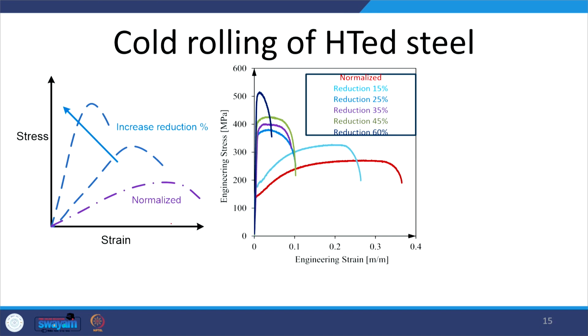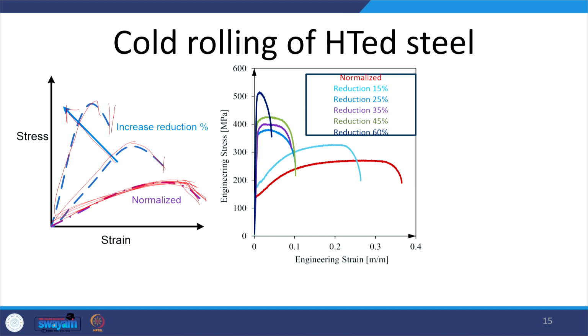Say this is engineering stress strain diagram of a metal in normalized conditions, say steel in normalized conditions offers the lower strength and the greater elongation or the ductility. But when the metal is subjected to the cold rolling, then we will see increase in the reduction percentage, increases the strength, but at the cost of ductility. So, basically the cold rolling reduces the ductility and increases the strength significantly.